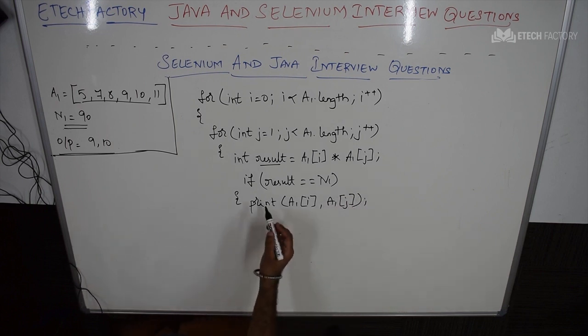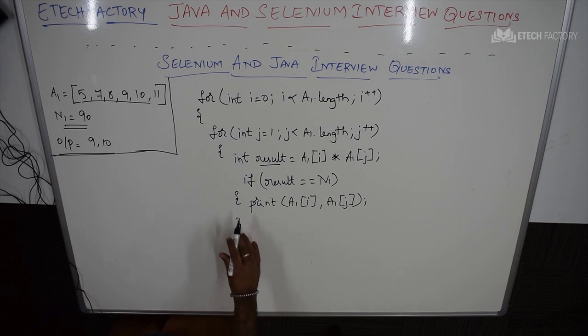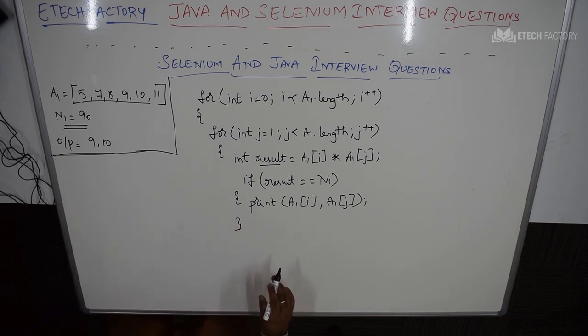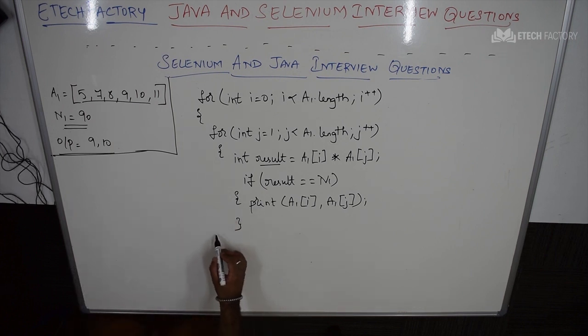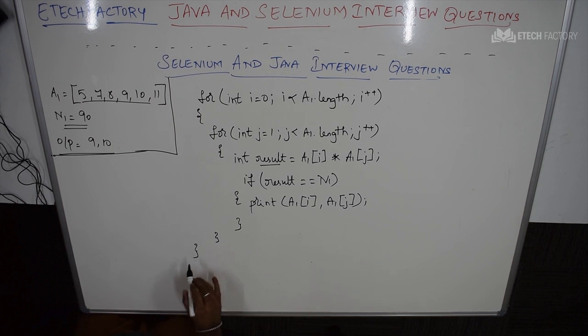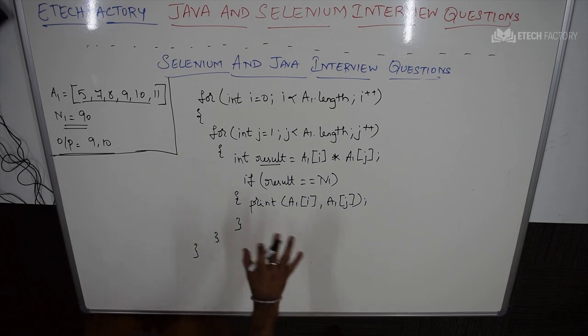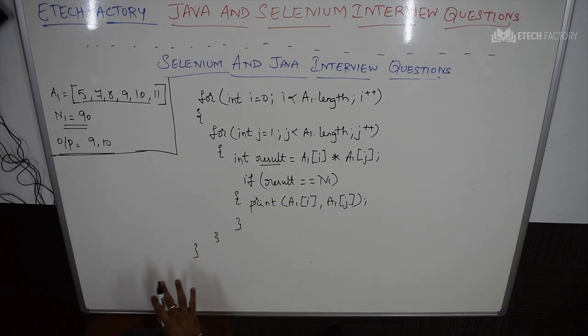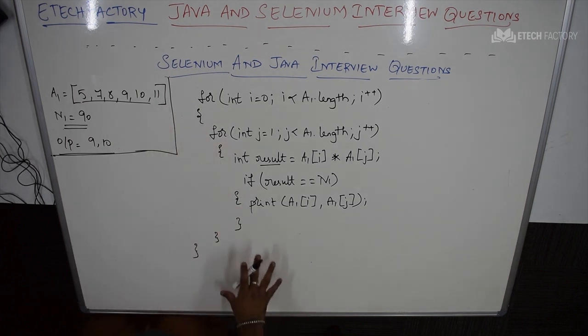If it is not equal, I am not going to use any else or anything. I am just going to end this condition here, end this inner for loop, and the outer for loop is ended. So this is a sample pseudo code that I have written, which doesn't have any class or anything. It is just a for loop. That is the main logic of what we are going to do.